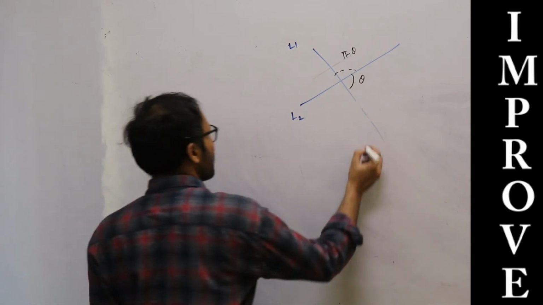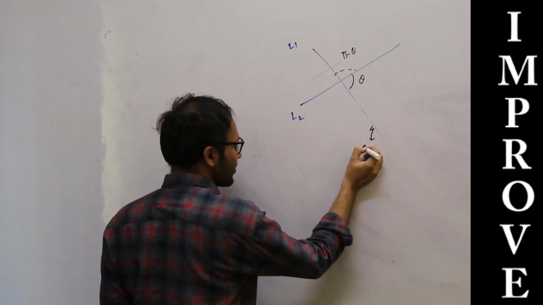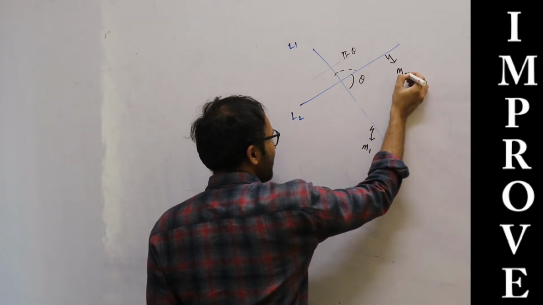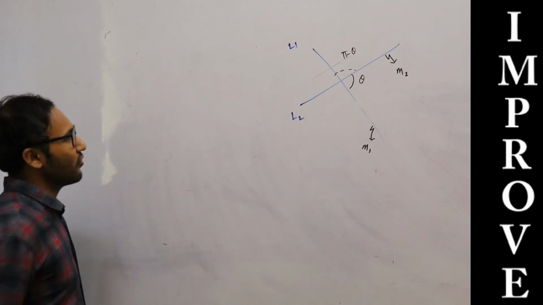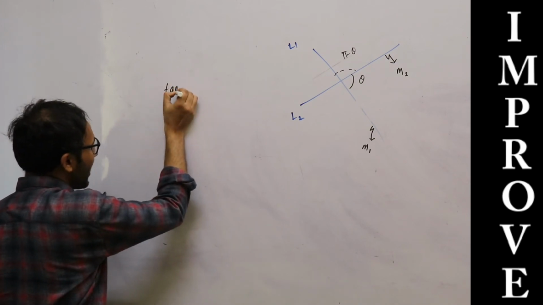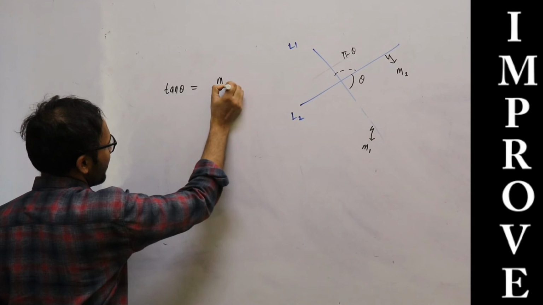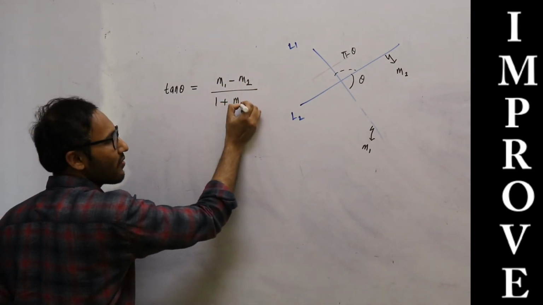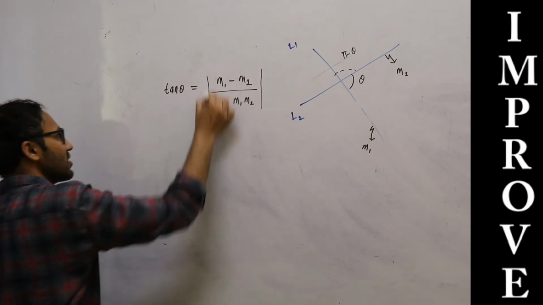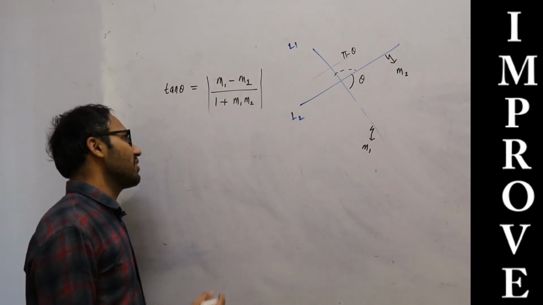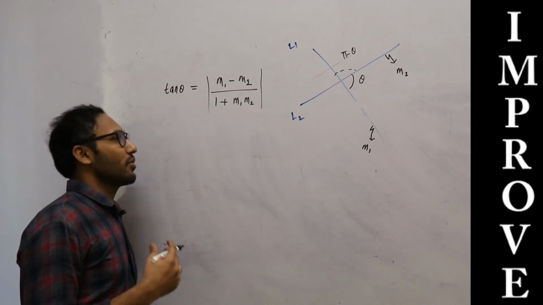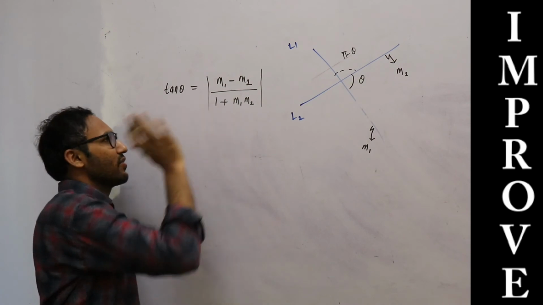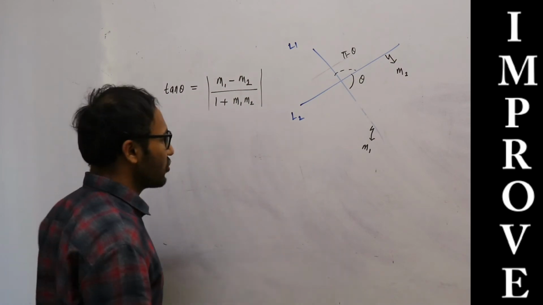Suppose line 1 has slope m1 and line 2 has slope m2. There is a beautiful formula for this: tan theta is equal to the modulus of (m1 minus m2) upon (1 plus m1 m2). The modulus gives you the acute angle. The benefit of the modulus is that tan theta will be positive and it will give the acute angle. So let's do some examples.